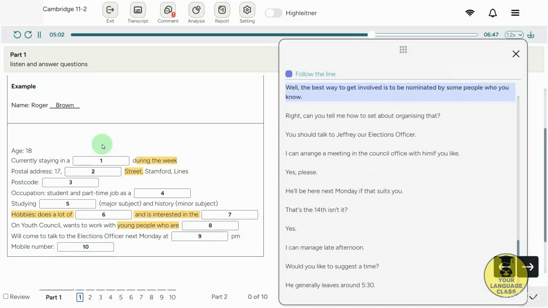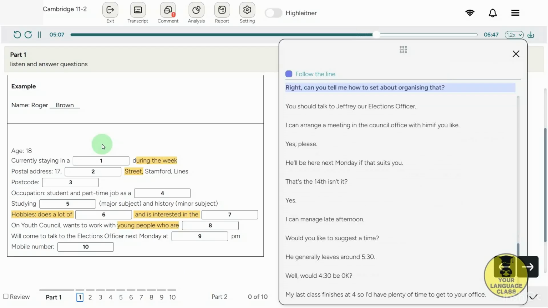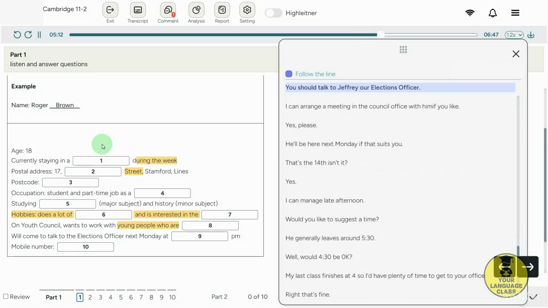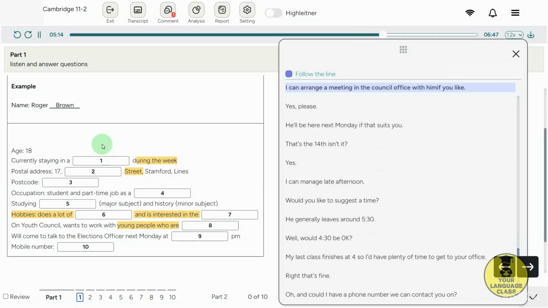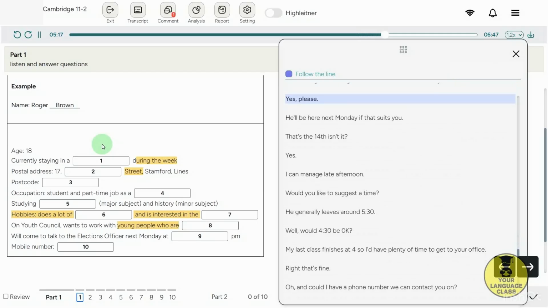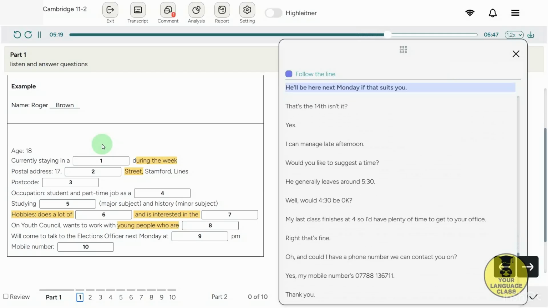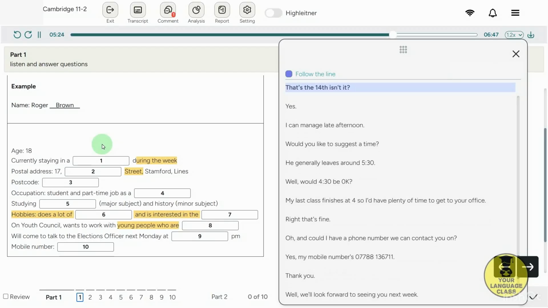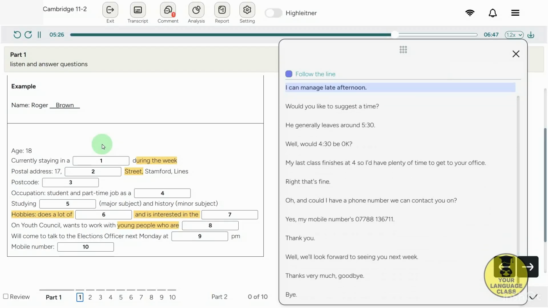Well, the best way to get involved is to be nominated by some people who you know. Right. Can you tell me how to set about organising that? You should talk to Jeffrey, our elections officer. I can arrange a meeting in the council office with him, if you like. Yes, please. He'll be here next Monday, if that suits you. That's the 14th, isn't it? Yes. I can manage late afternoon.